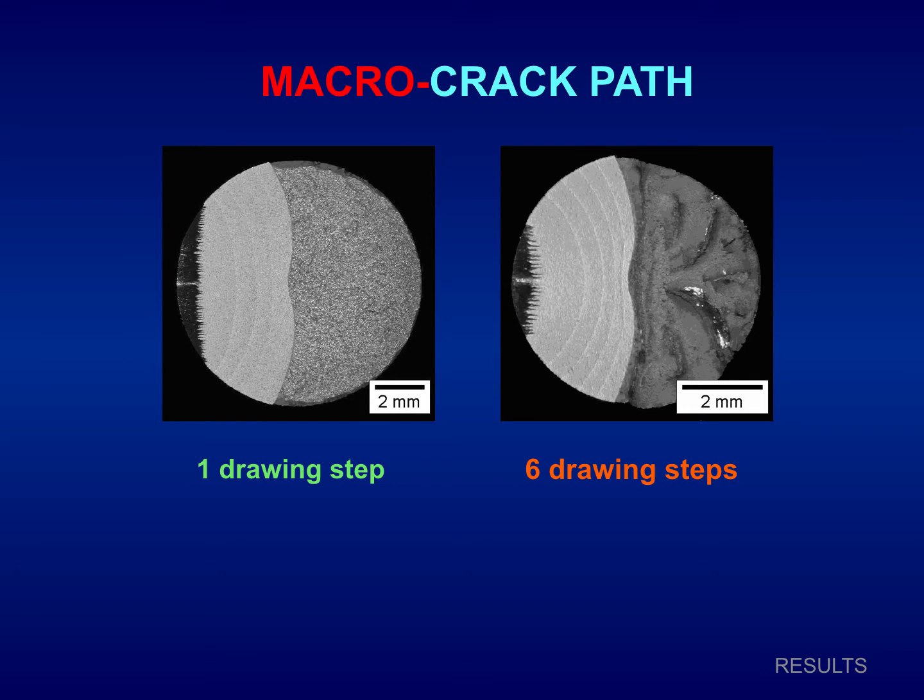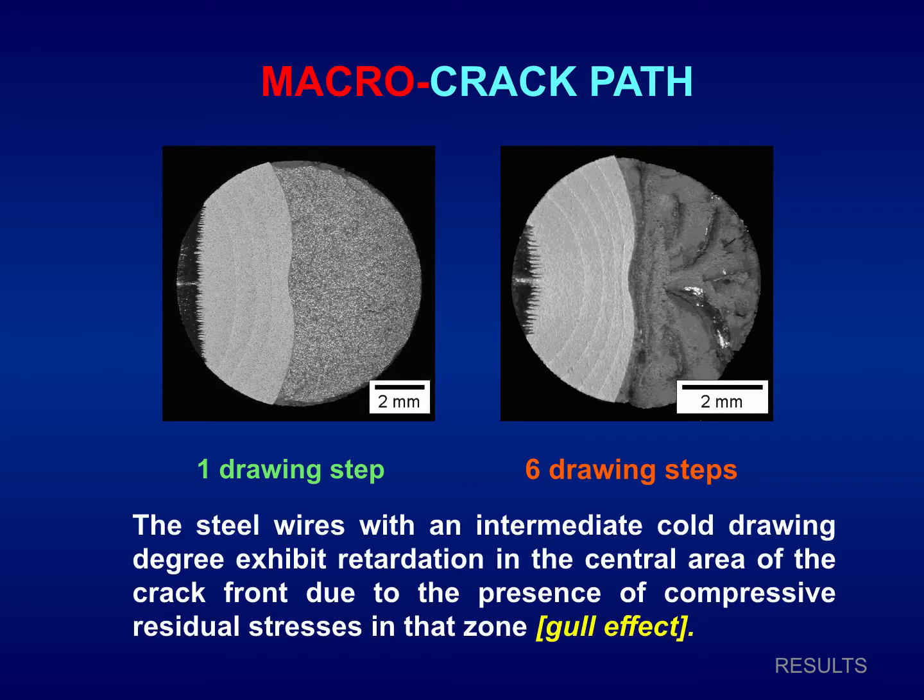Then, regarding macro crack paths, here we can see for 1 drawing step to 6 drawing steps, the steel wires with an intermediate cold drawing degree exhibit retardation in the central area of the crack front due to the presence of compressive residual stresses in that zone. I call this Gould effect: retardation in the central area and quicker advance in the other regions of the crack.